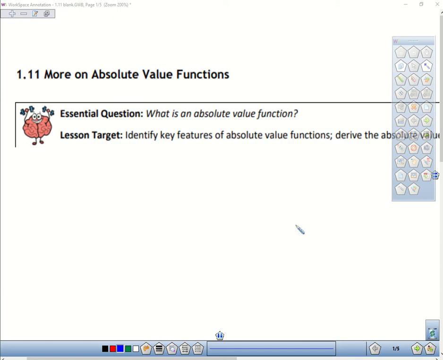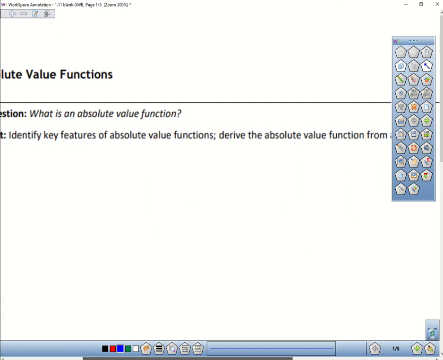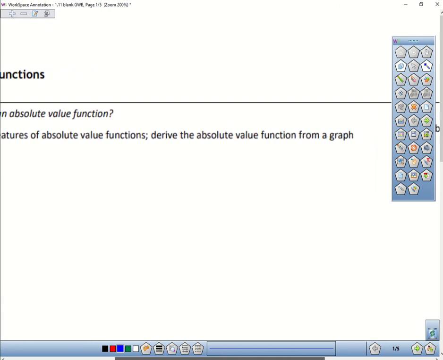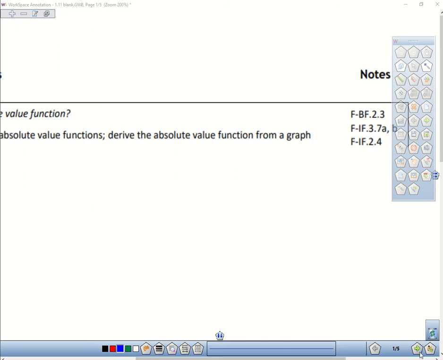But before we do that, we're still going to look at a few more examples of graphs of absolute value functions, and we're going to look at ones that are stretched and compressed. So let's go ahead and do that. So our goal today is to address what an absolute value function is and identify key features of absolute value functions and derive their function values from the graph.